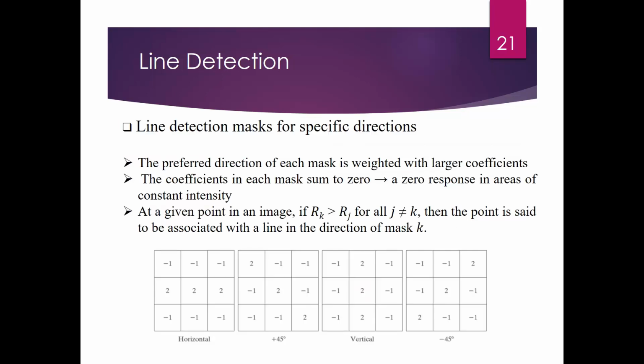So, line detection masks for a specific direction. The preferred direction of each mask is weighted with larger coefficients, and the coefficients in each mask sum to 0, so it does not have any effect on constant intensity. At a given point in an image, if R_k is greater than R_j for all j not equal to k, then the point is said to be associated with a line in the direction of mask k.